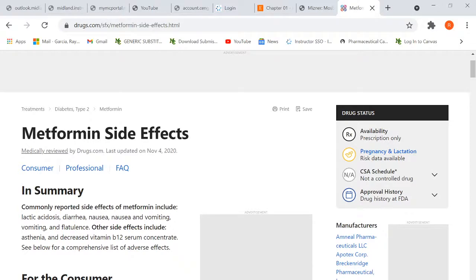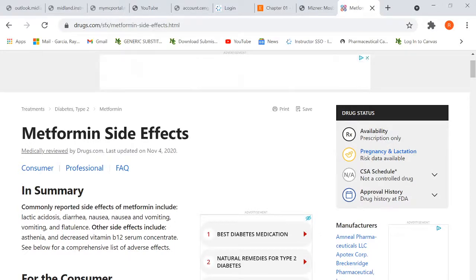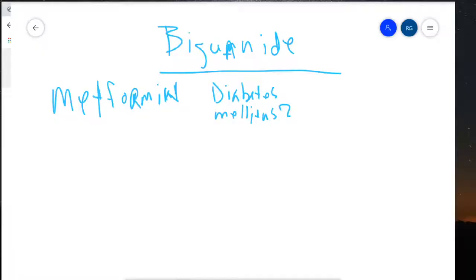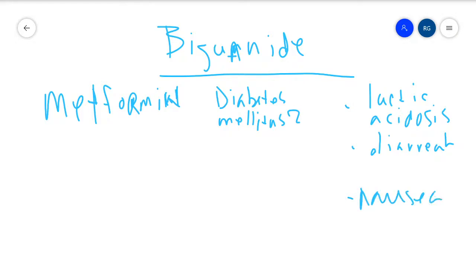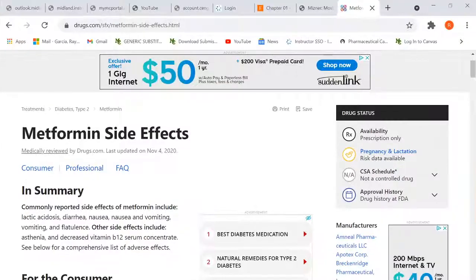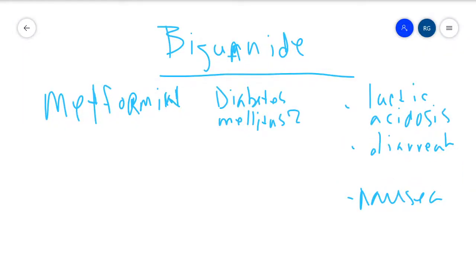Commonly reported side effects of metformin include lactic acidosis, diarrhea. So we'll put lactic acidosis, diarrhea. What else? Nausea. Vomiting and flatulence. I'll put vomiting here. Flatulence.